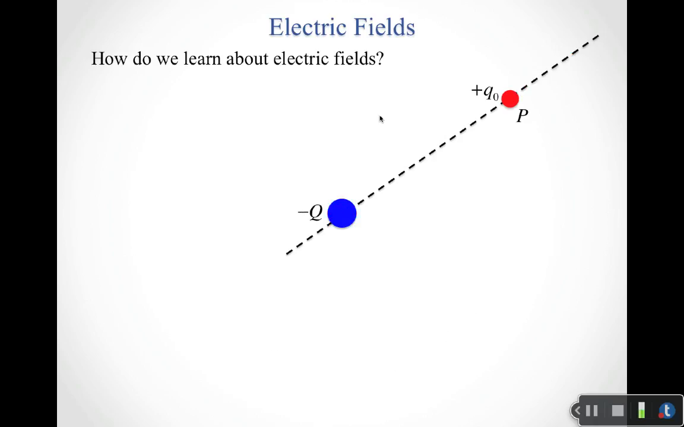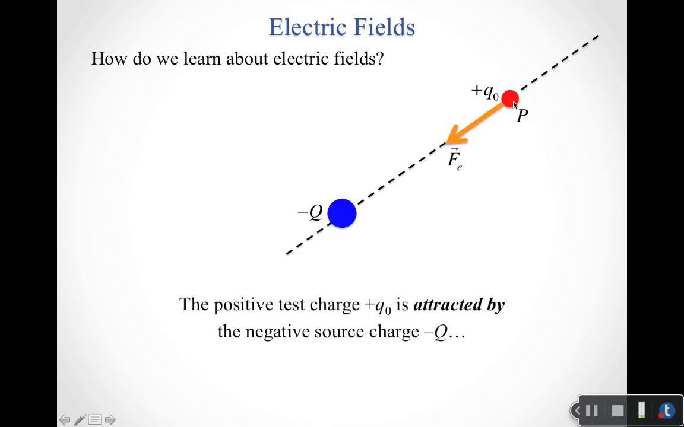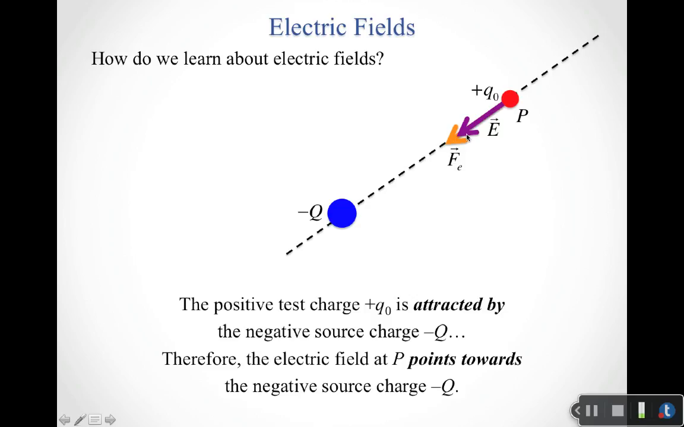If, on the other hand, the charge big Q that I started with, my source charge, happened to be negative, well, when I put my positive test charge at point P, it's going to be attracted. So now it's going to be pulled towards this negative charge, negative big Q. Since this is a positive test charge, it means that the electric field has to point in the same direction as the force that my test charge feels. So that means that the electric field has to point towards my source charge, negative Q. So this is basically the game that we're going to play in terms of thinking about the electric field at point P.